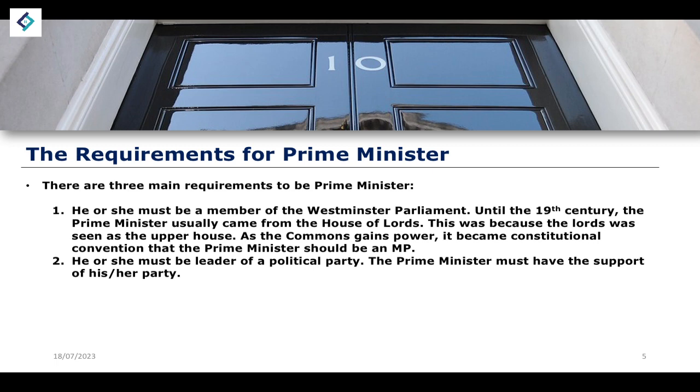He or she must be the leader of a political party, and the Prime Minister must have the support of his or her party.